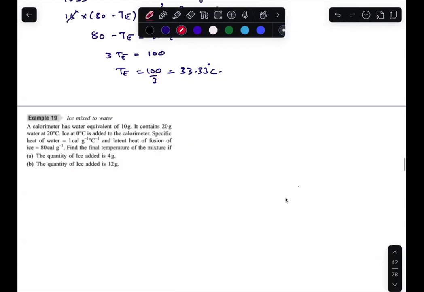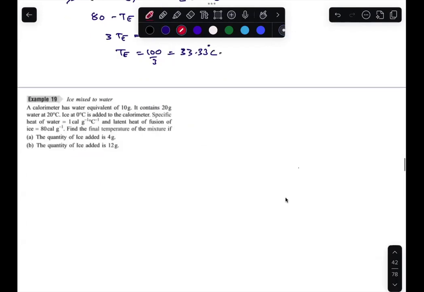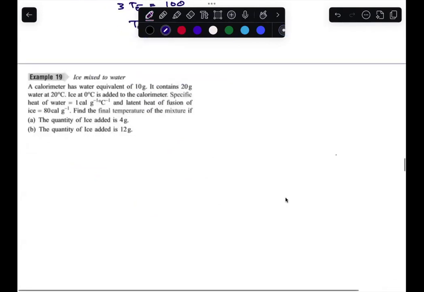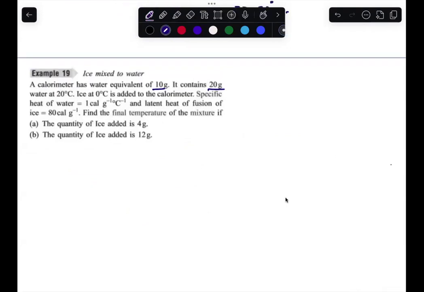Next, ice mixed to water. You have a calorimeter. Again, water equivalent is 10 grams. It contains 20 grams of water at 20 degrees centigrade. You have ice also. Ice at 0 degrees centigrade is added to the calorimeter. Okay, this we know. This also we know. Find the temperature of the mixture if the quantity of ice added is 4 grams.